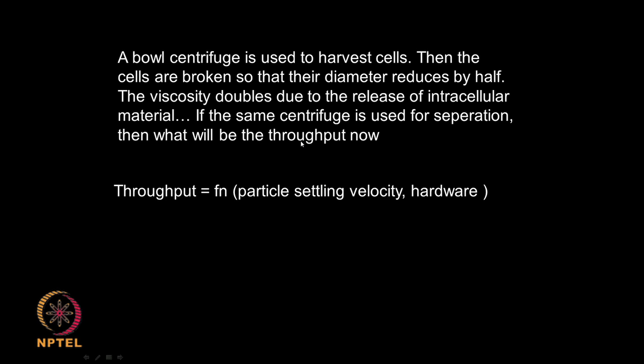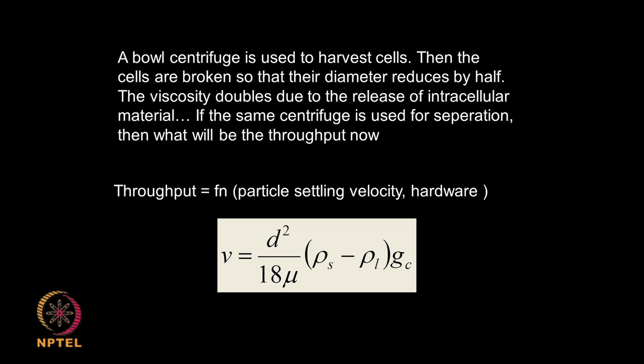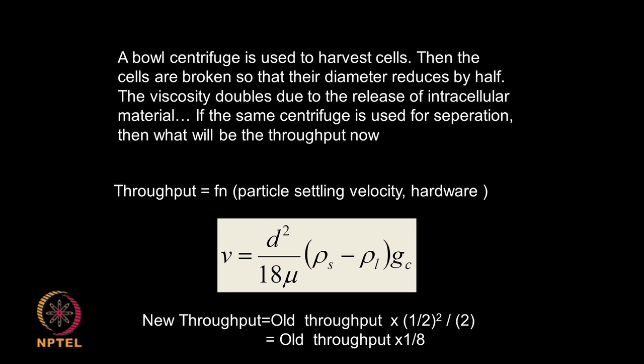Okay. So, throughput is a function of particle settling velocity and hardware. Particle settling velocity, if you remember Stokes law, I did a couple of classes back: d square by 18 mu, into rho s minus rho l, into g. Now, d has become half, so 1 by 4 will come here, mu has become 2 mu, so it becomes 1 by 8. So, throughput has become 1 by 8, right.